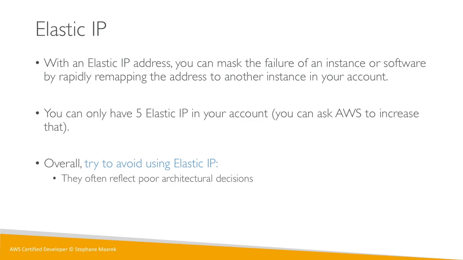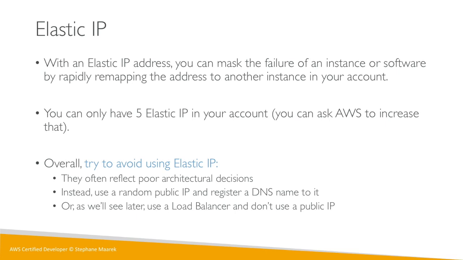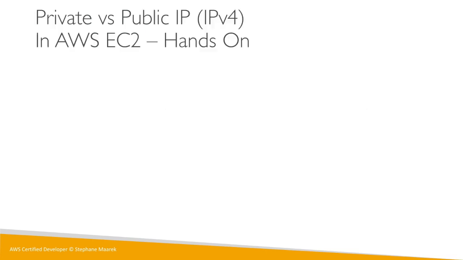They often reflect very poor architectural decisions, and instead, you should use a random public IP and assign a DNS name to it. Now, DNS, we'll see with Route 53, and it's something that's going to be much more in control for us and much more scalable. Or later, as we'll see, we can also use a load balancer and not use public IPs at all, which is the best pattern you can have for AWS.